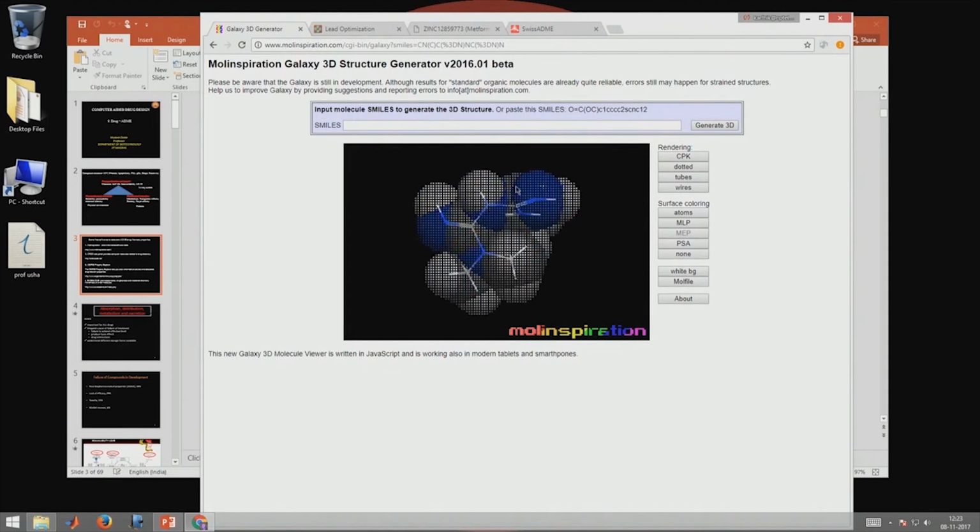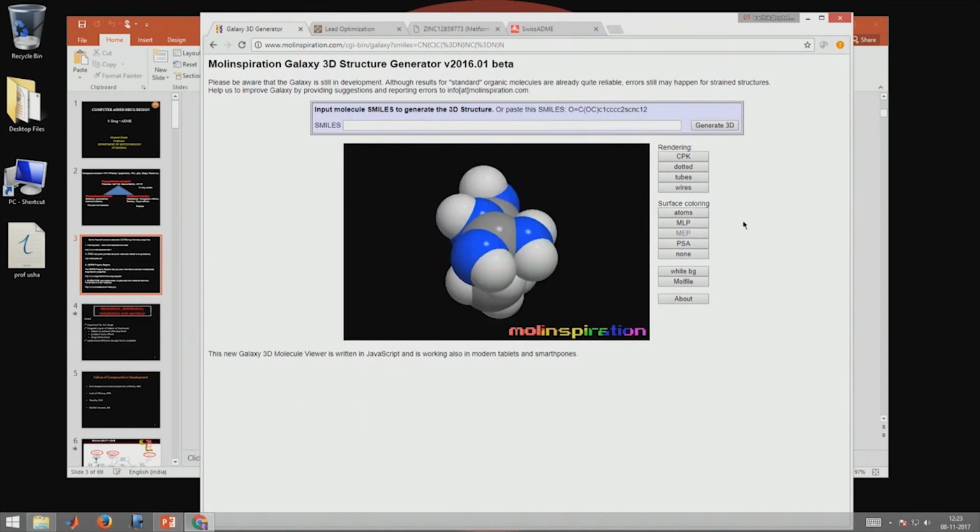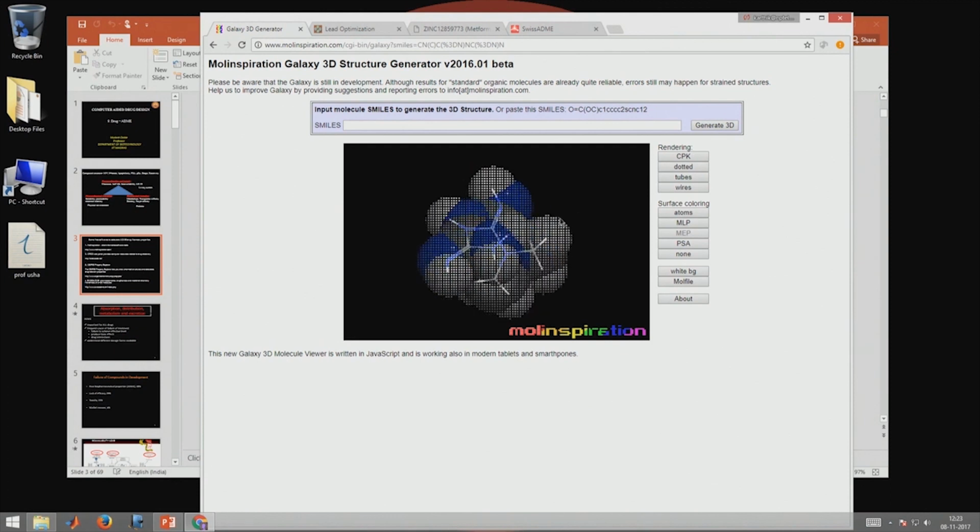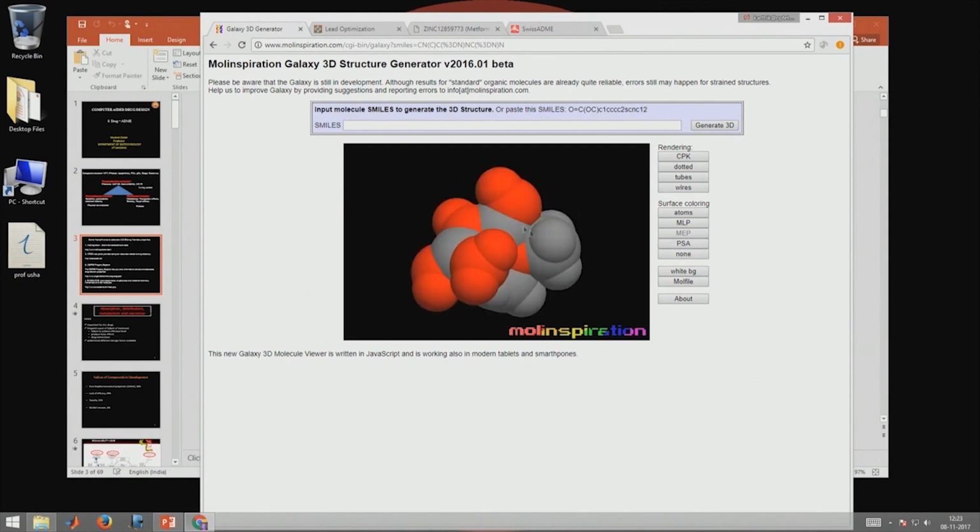As you can see, we can view it, and we can get the polar surface area. Polar surface area relates to nitrogen, right? So all the nitrogens will appear polar, as you can see here. Okay, this is the electrostatic potential on this.